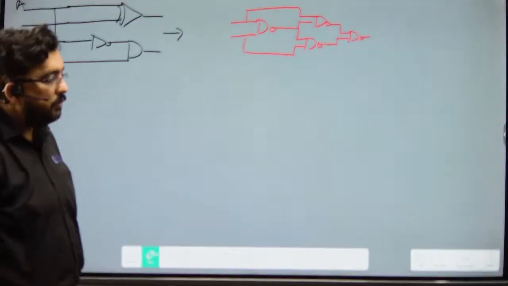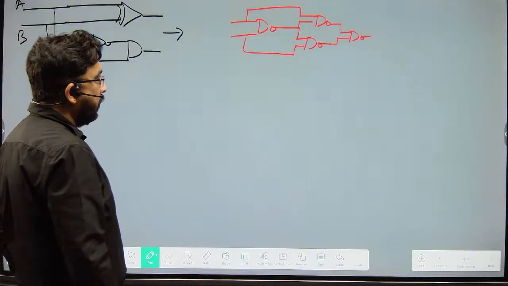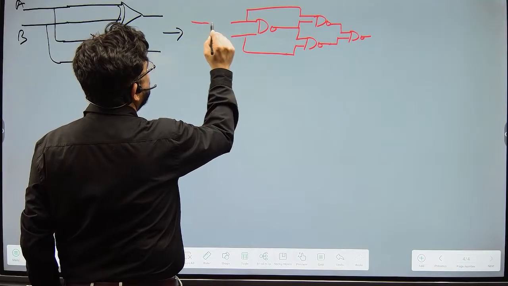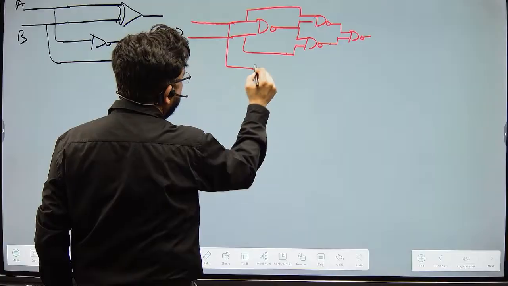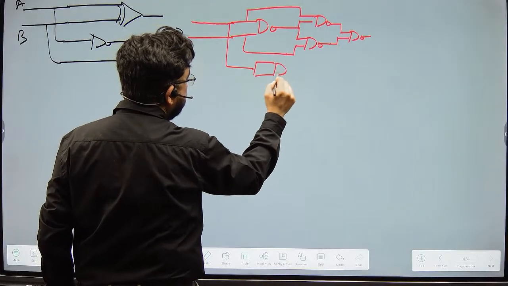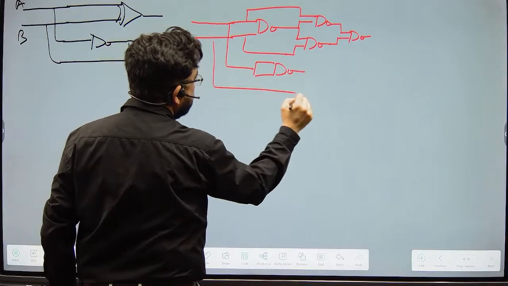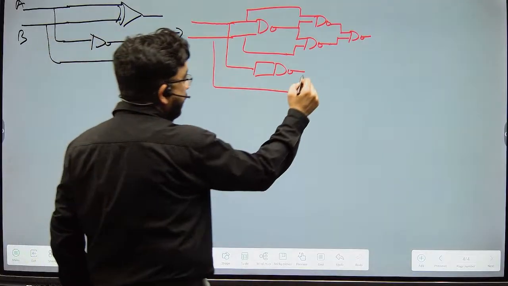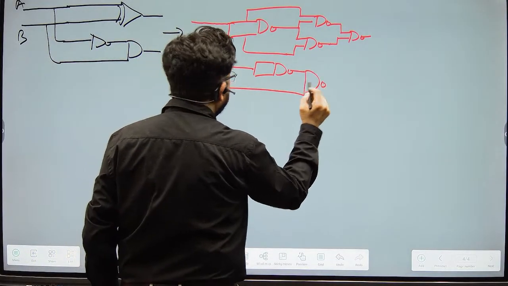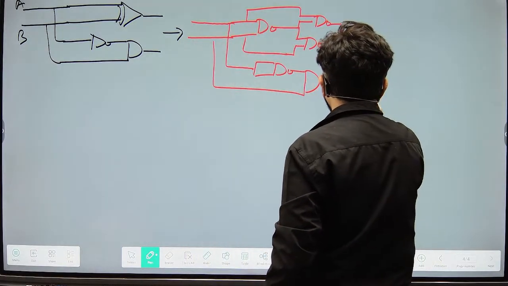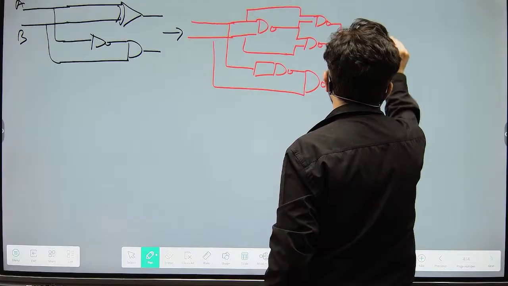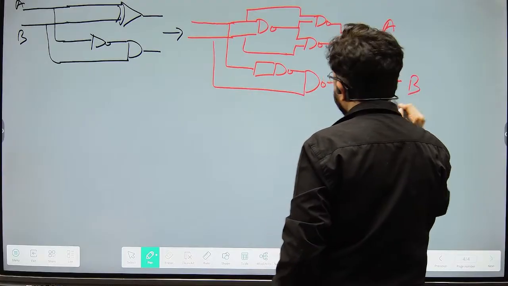Okay, so this is your XOR. And this NOT gate is made up of 1 NAND gate. And again, this AND gate is made up of 2 NAND gates.